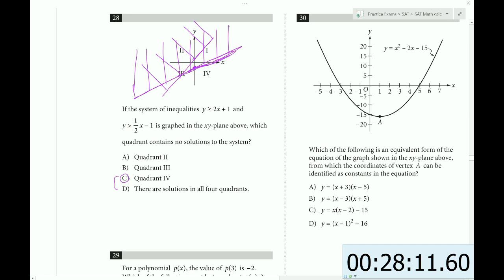So there is definitely going to be some overlapping solution space in 1 and 3 and 2. But what about 4? Well, this first line never gets into 4. So even though there's some solution for the second line, the first line doesn't have any solution. So there's no overlap. So it is choice C.